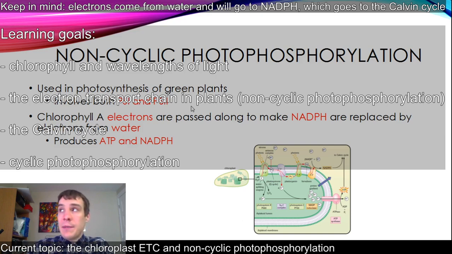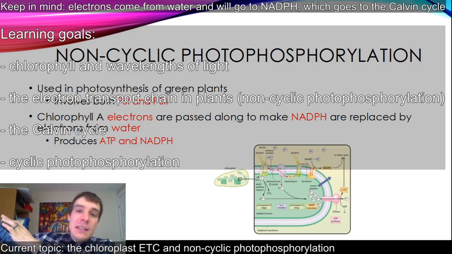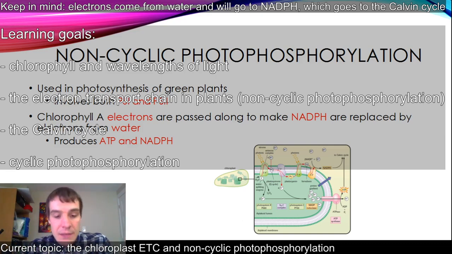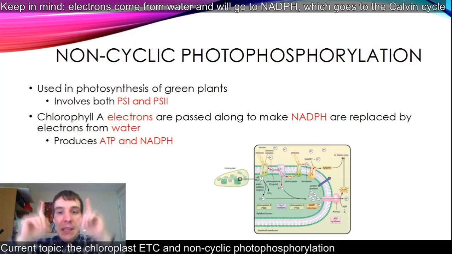This is a topic that's confusing for a lot of people because in non-cyclic photophosphorylation, the electrons are passed along the electron transport chain and then they leave. They go to the Calvin cycle. So people get confused. They think that non-cyclic means that it doesn't involve the Calvin cycle, but this is the one that actually does involve the Calvin cycle. It's non-cyclic specifically because it's passing the electrons along and sending them to the Calvin cycle. So just keep that in mind, and that's why it's up in the keep in mind here.